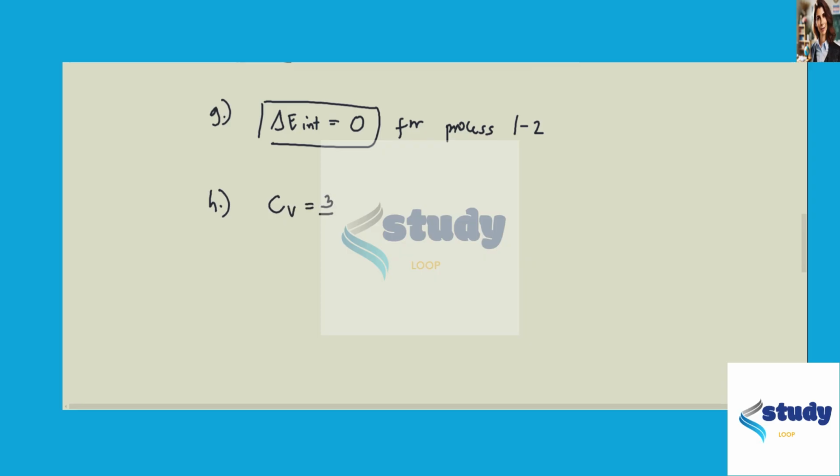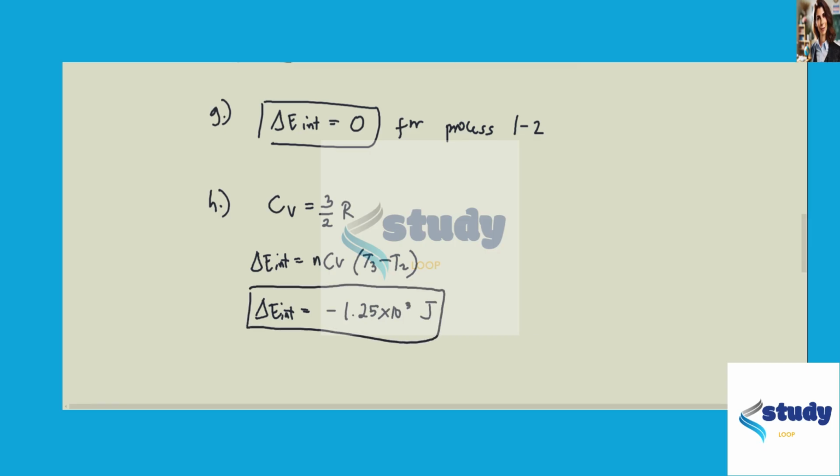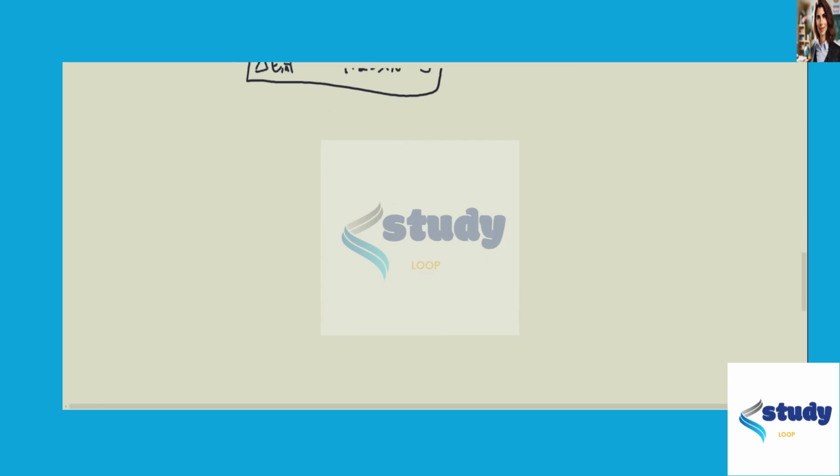CV equals 3 halves R. Therefore, change in internal energy is equal to n CV delta T, or T3 minus T2, which will give us negative 1.25 times 10 to the 3 joules. Again, you can use the graph to solve this.